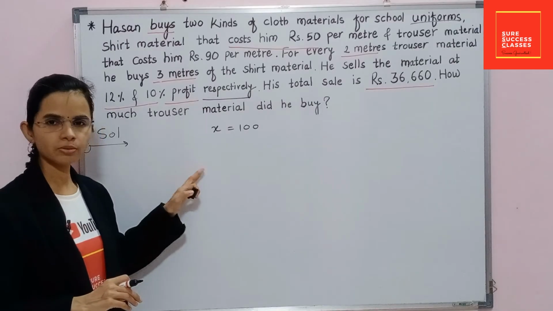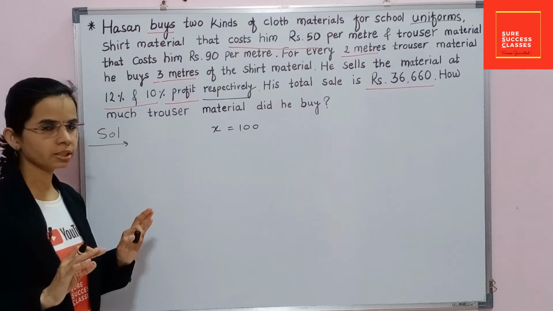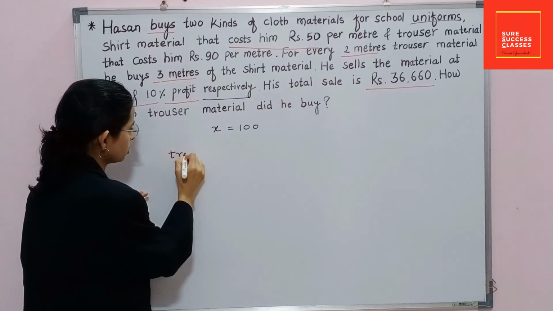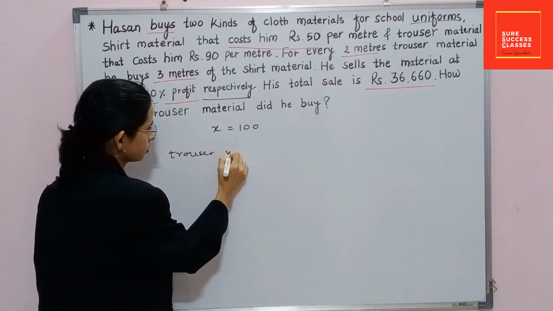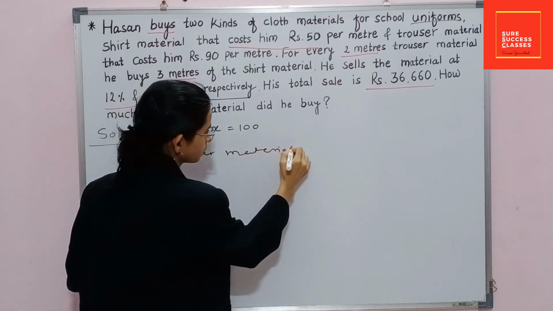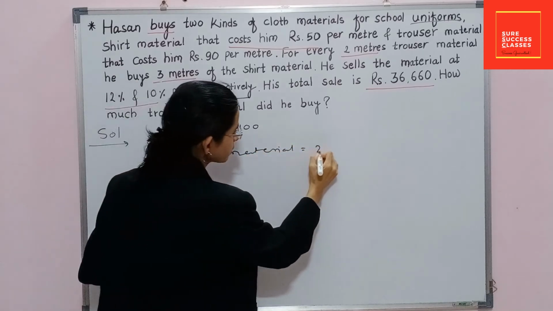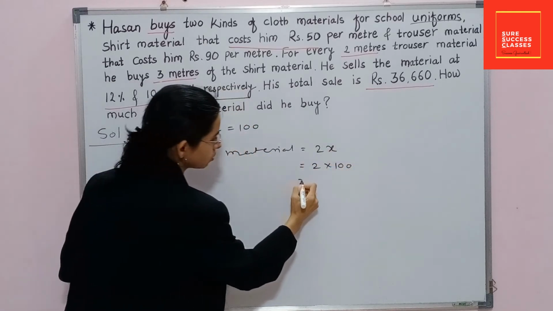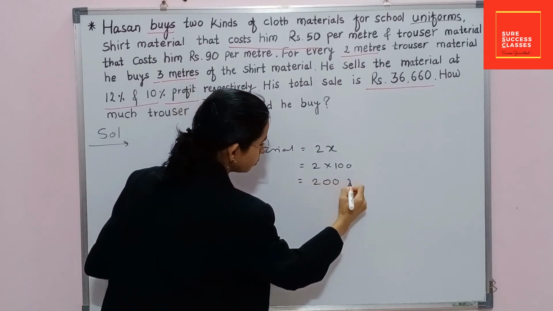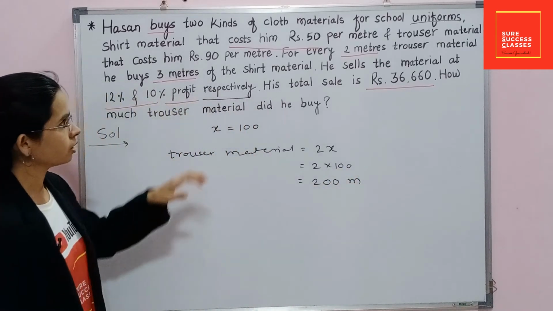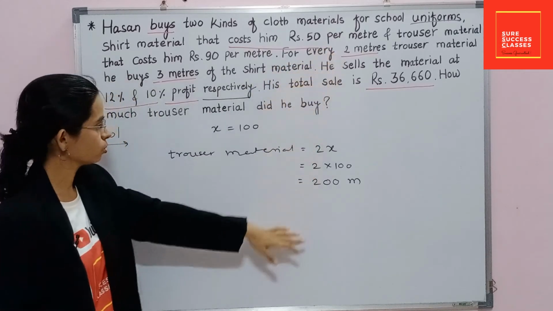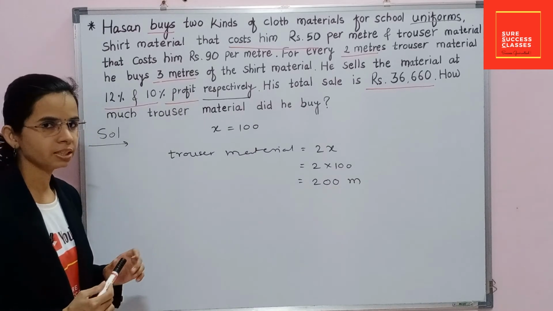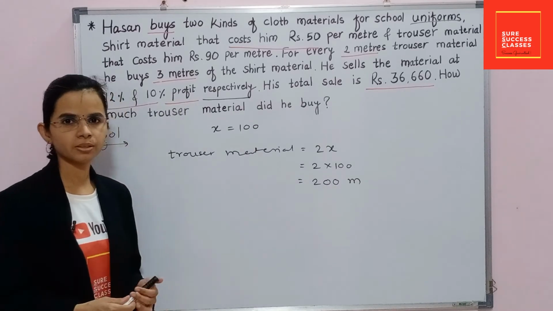Here we have got the value of x, and we know trouser material, we have assumed that it is 2x. So 2 into 100, it is equal to 200 meter, because the rate given is for per meter. So we will mention here meter. So total trouser material he bought is equal to 200 meter.